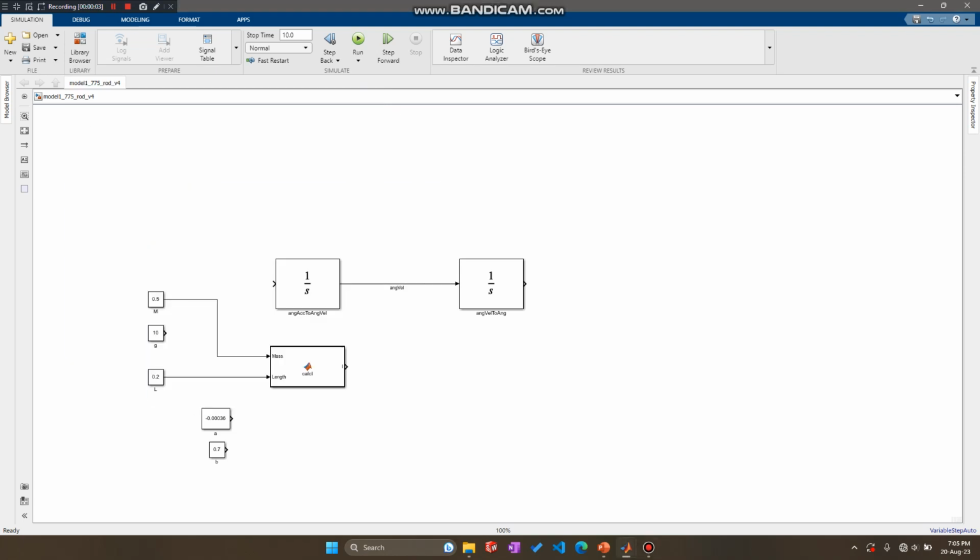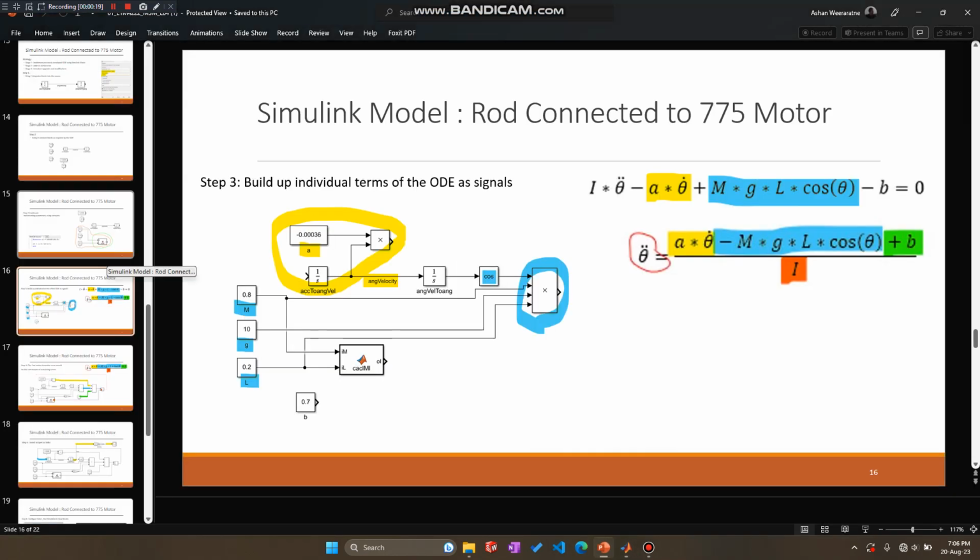So step 2 is done. We have blocks for 5 constants, and through the use of the MATLAB function block, we can have a signal for the last remaining constant I as well. Now let's move on to step 3. That is to build up individual terms of the ODE as signals.